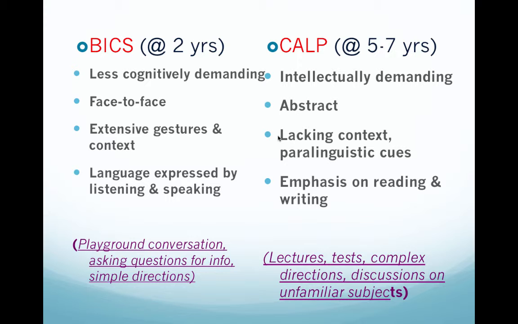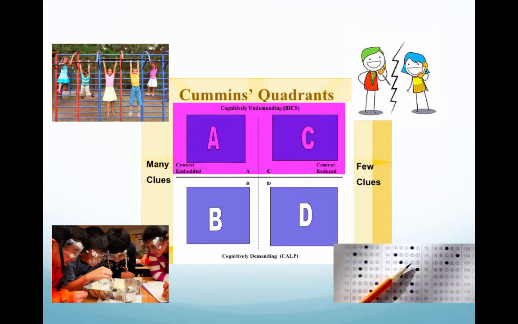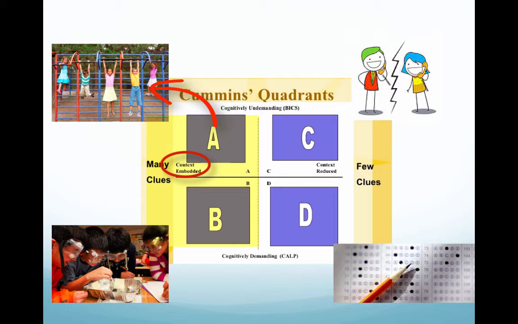Let's take these concepts now and look at them in relationship to Cummins' quadrant. Cummins' quadrants are related. They are talking about context-embedded kinds of language, that is cognitively not demanding language. You can see in quadrant A, we have the children playing on the playground as an example. That is, there's face-to-face contact, it's easy language, they can pick up this kind of language actually fairly quickly.